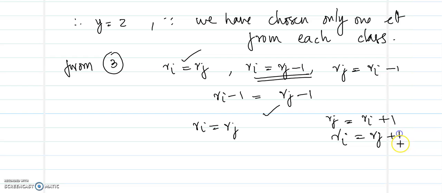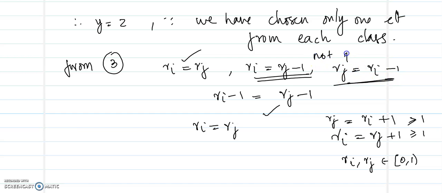Now we know that this ri and rj, they belong to closed 0 open 1. അപ്പോൾ നമ്മൾ ri plus 1 എടുത്തു കഴിഞ്ഞാൽ this will be obviously greater than or equal to 1, which is not possible since ri and rj must belong to [0, 1). So these two cases they are not possible. So therefore if x belongs to pi and pj, then ri must be equal to rj, where i is not equal to j.